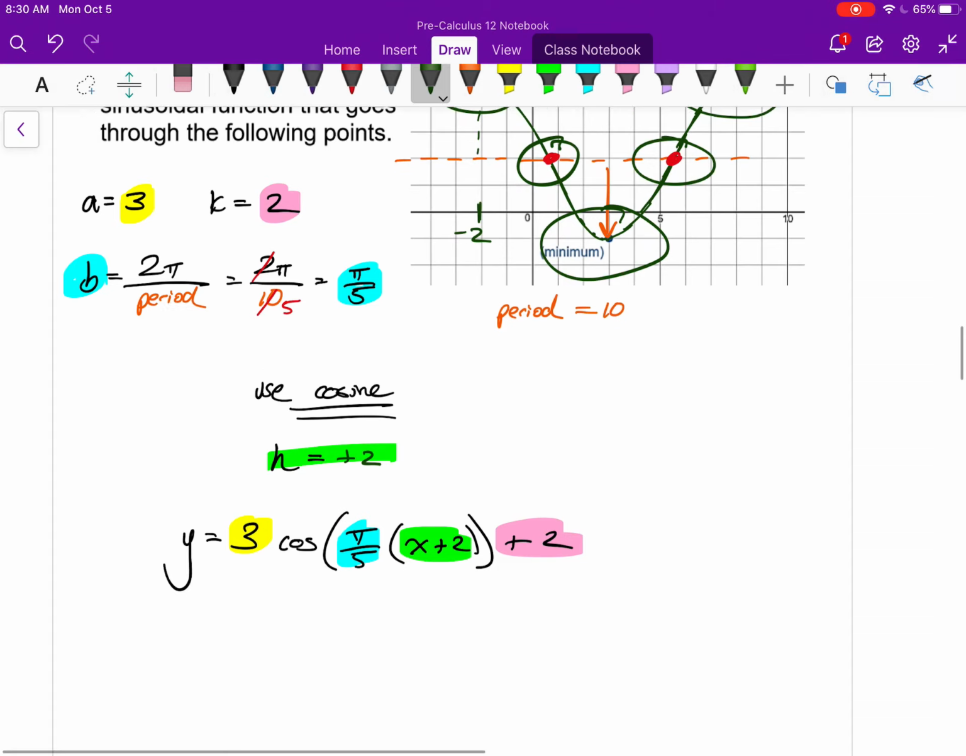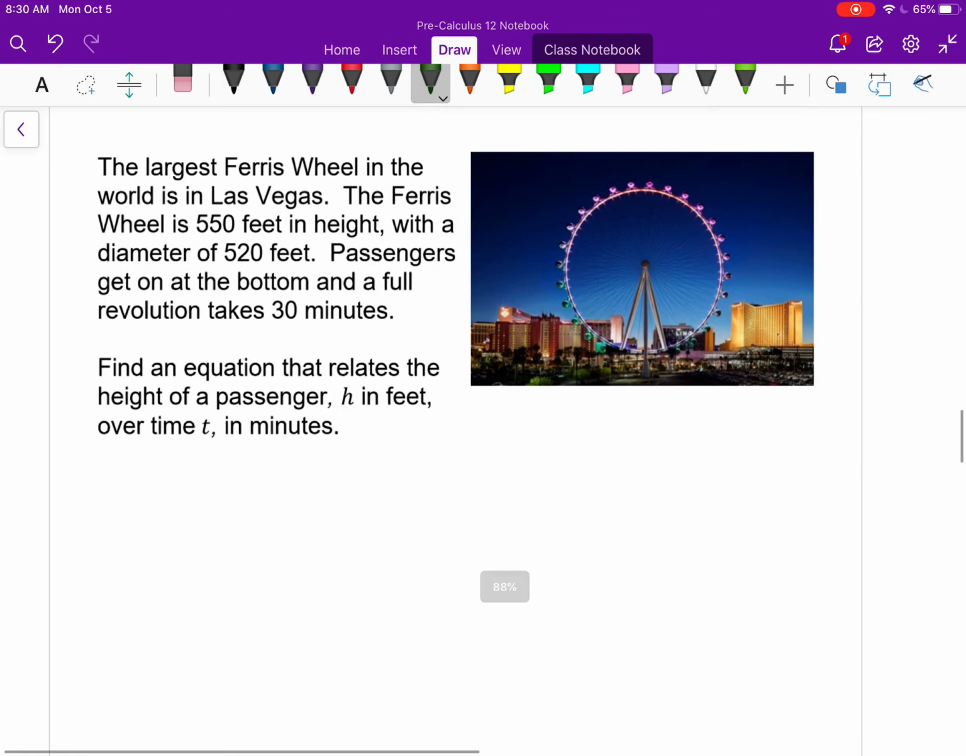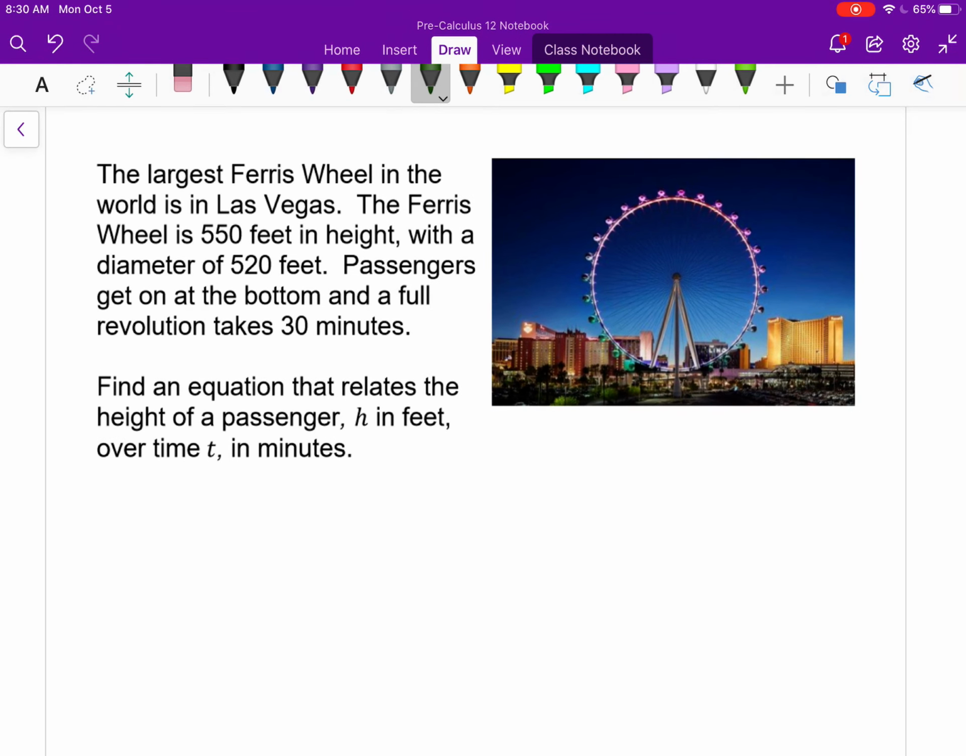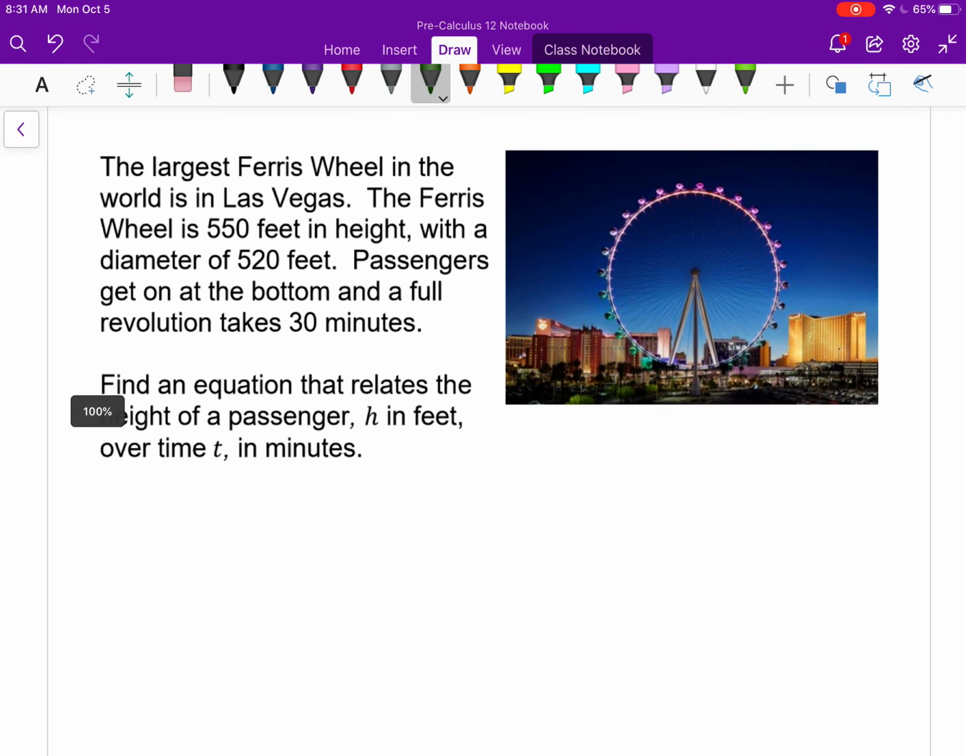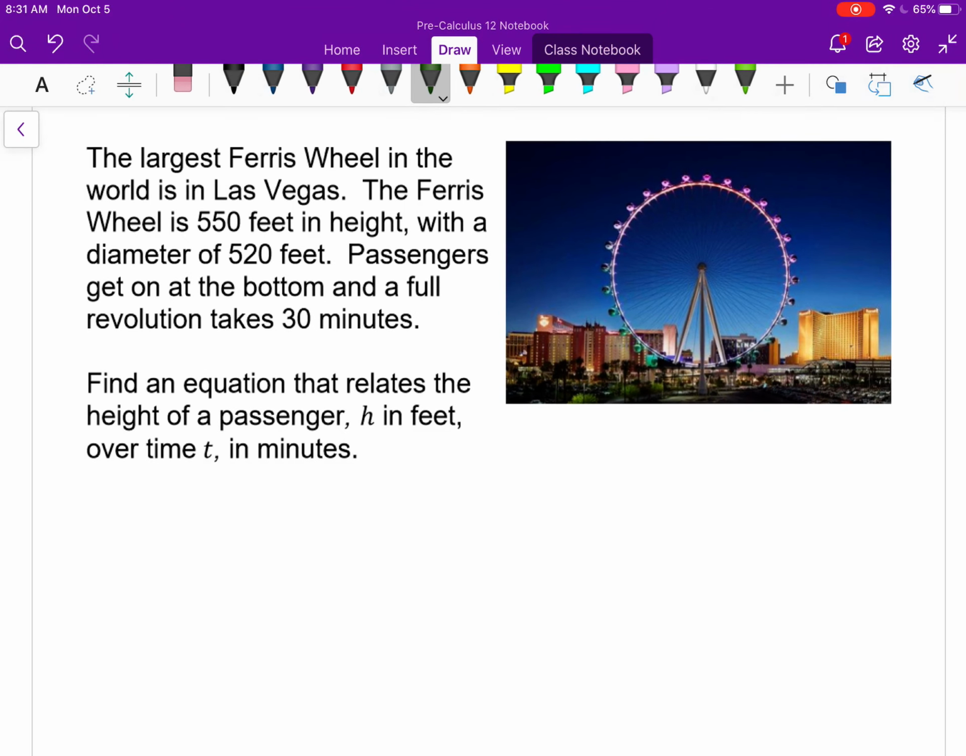That leads me to the last problem, which is kind of the reverse of last day's final problem. Last day, I gave you an equation of a Ferris wheel in London. You wanted to use it to figure out the basics of the graph. This is kind of the other way around. I want you to come up with an equation, and then we'll use it quickly. So here's another Ferris wheel. This one's in Las Vegas. I give you some information about the Ferris wheel.